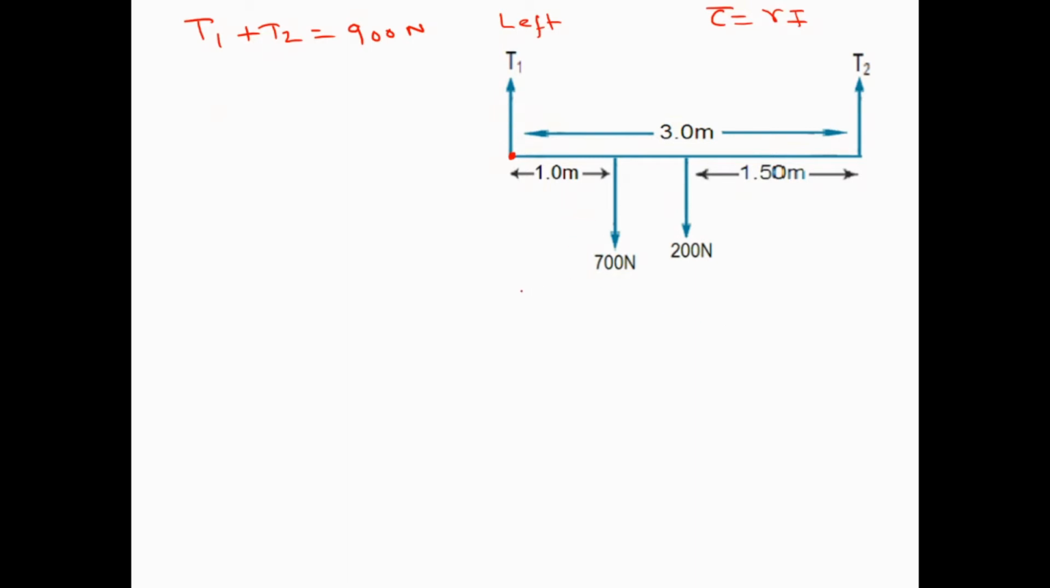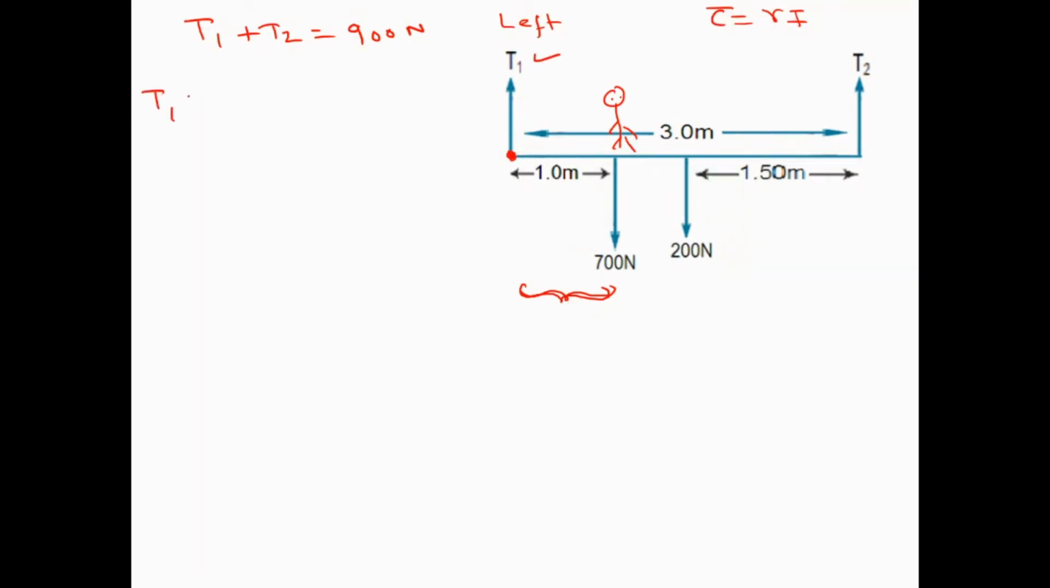Now we can come for the second force. What is that? This is the distance from this 700 Newton. Am I right? Because the person who is standing here has the 700 Newton weight, so I'm going to apply the torque based on this point. So what is the R value here? The R value here is exactly 1 meter.